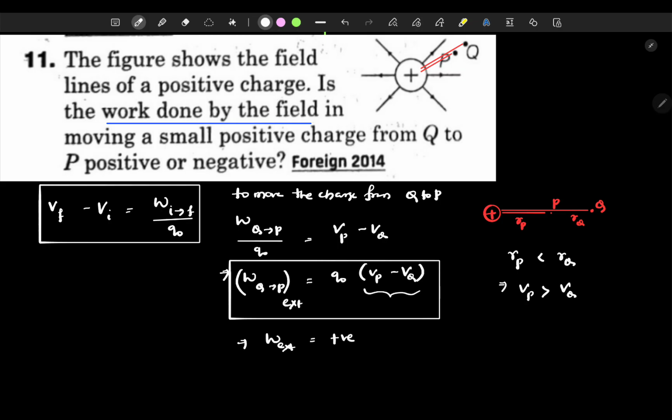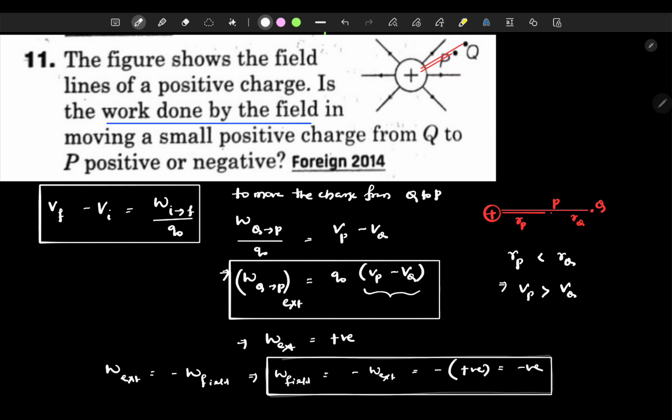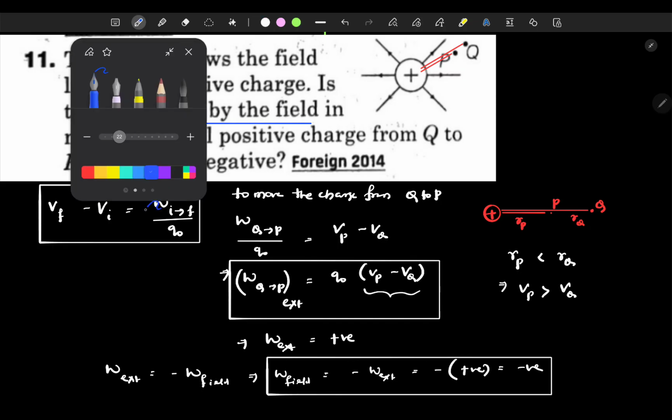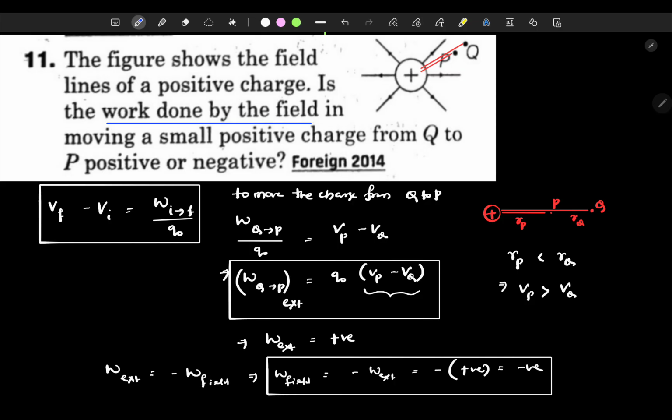But the question is asking about the work done by the field. We know work done by external force is equal to the negative of work done by the conservative force, the work done by the field. So W field is equal to negative of W external. But W external is positive, so W field is negative. So the final answer is, the work done by the field is negative. Keep this in mind. This is our answer. It is a very, very important question.